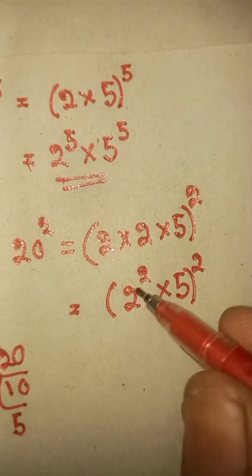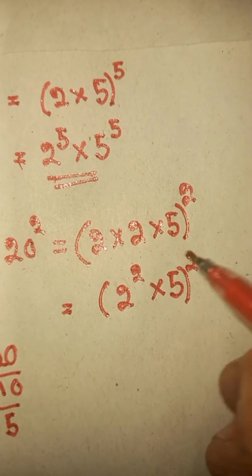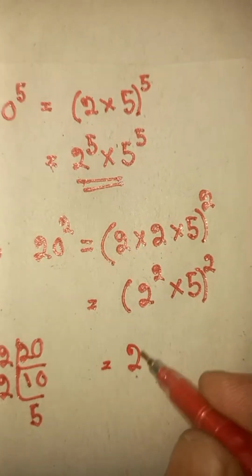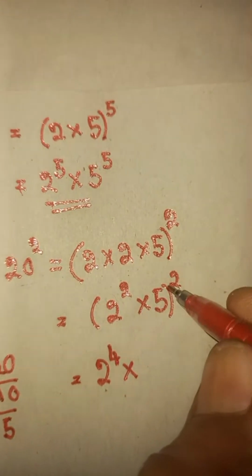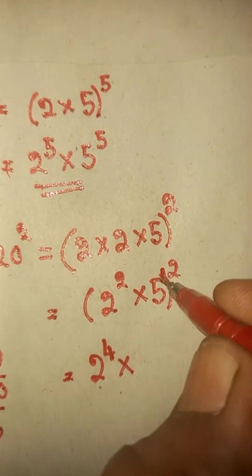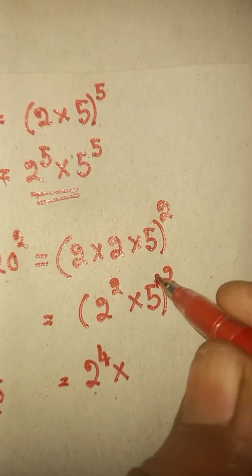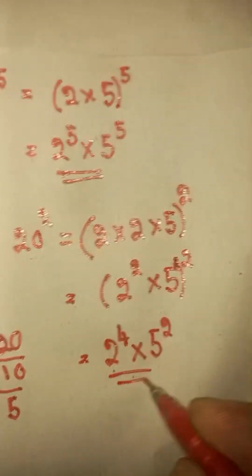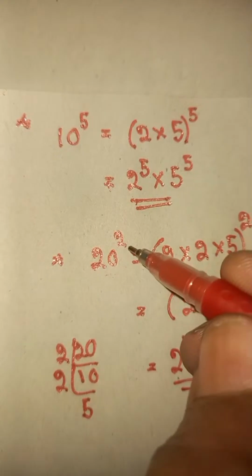This number becomes 2 square, and the power is going to multiply out: 2 times 2 is 4. So it becomes 2 power of 4, and here nothing is given, which means it is 5 power of 1. This 5 power of 1 times 2 is 5 square. This is the simplified form of 20 square.